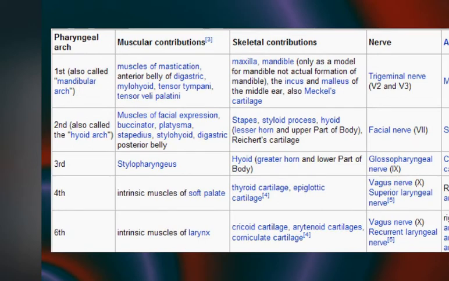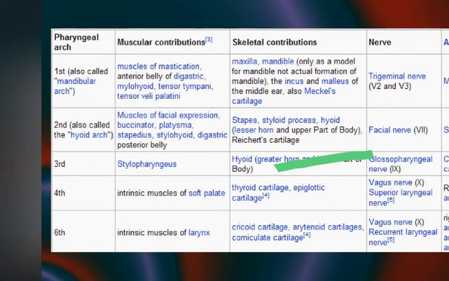Here we notice that the first pharyngeal arch is called the mandibular arch. However, it has 2 processes. One is called the mandibular process and the other is called the maxillary process. Then we have the second arch, called the hyoid arch, then the third, fourth, and sixth.